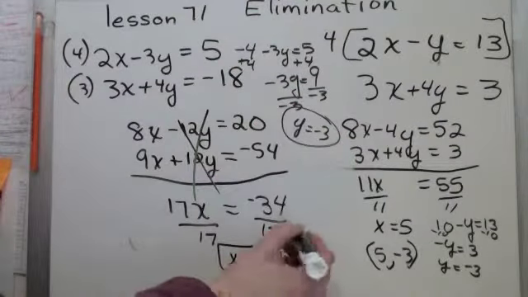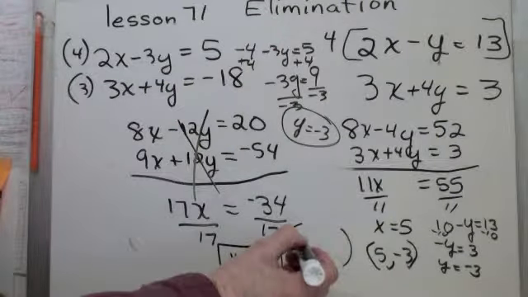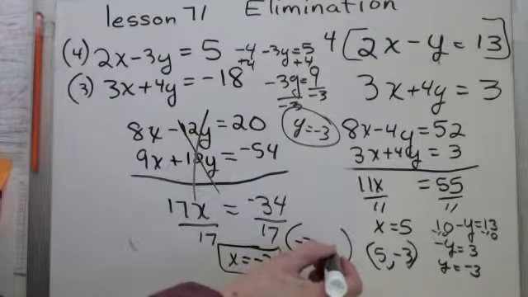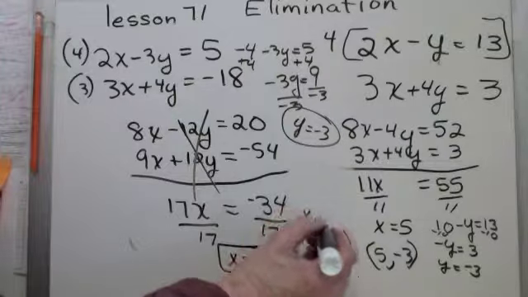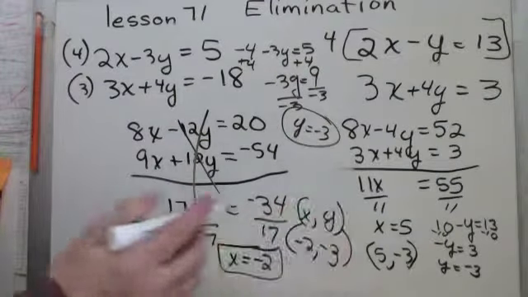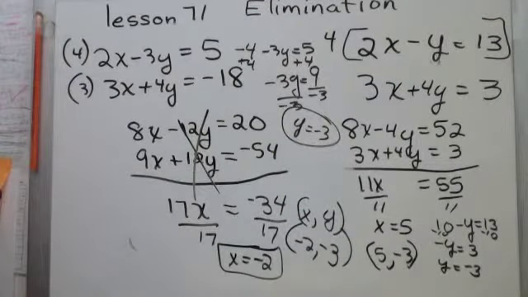So the ordered pair here, and remember, always write them as an ordered pair, is (-2, -3). Remember, x, y is the order of the answers in the ordered pair. All right, you should be able to do these. Good luck.